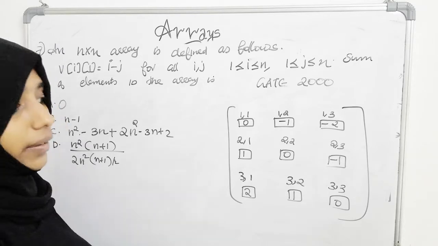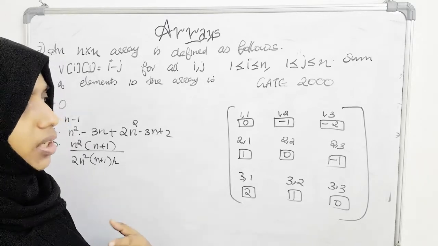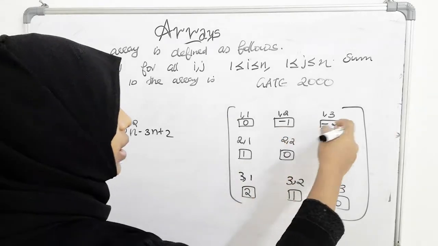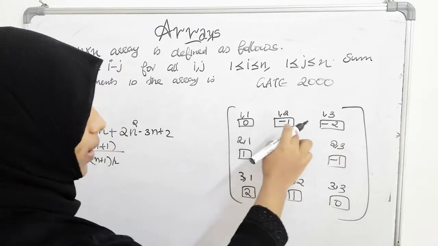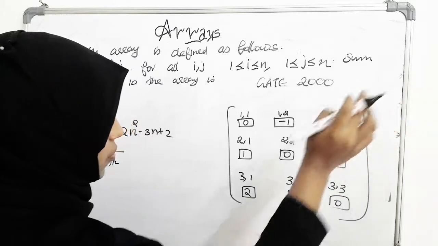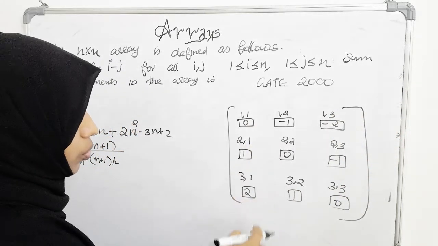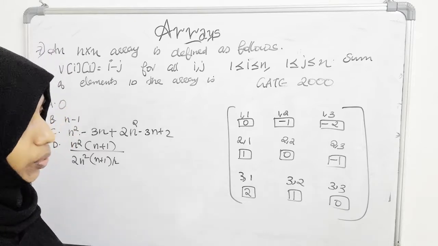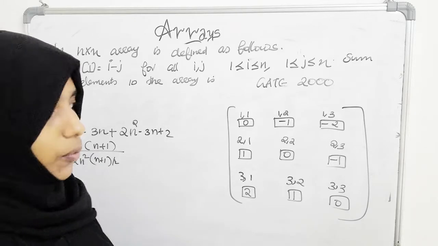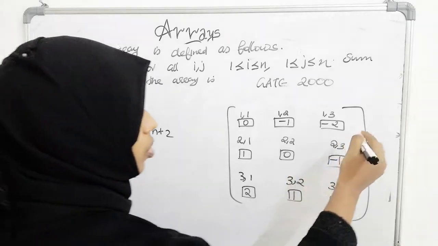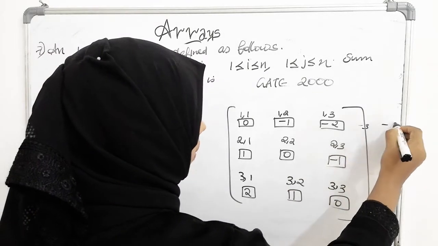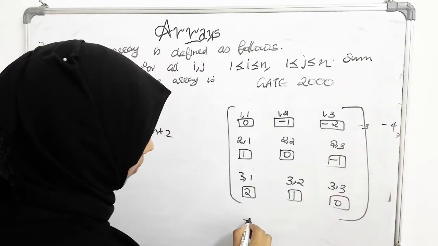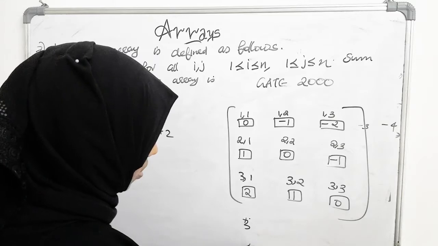So we have to find the sum of the array elements. If it goes on, it can be even larger, that is 0, minus 1, minus 2, minus 3, minus 4, like that, and 0, 1, 2, 3, 4, 5, 6, like that. So what we are supposed to do is find out the sum of the elements. As I told, it will be minus 3, minus 4 like this, and it will be plus 3, plus 4 like this.